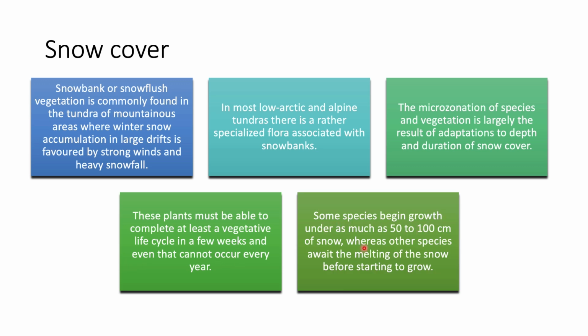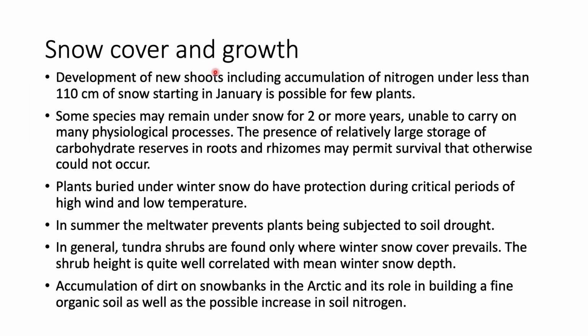Some species begin growth under as much as 50 to 100 centimeters of snow, whereas other species await the melting of snow before starting to grow. Let us look at the relationship between snow cover and growth. Development of new shoots, including accumulation of nitrogen under less than 110 centimeters of snow starting in January, is possible for few plants. Some species may remain under snow for 2 or more years, unable to carry on many physiological processes. The presence of relatively large storage of carbohydrate reserves in roots and rhizomes may permit survival that otherwise could not occur in other parts of the world.